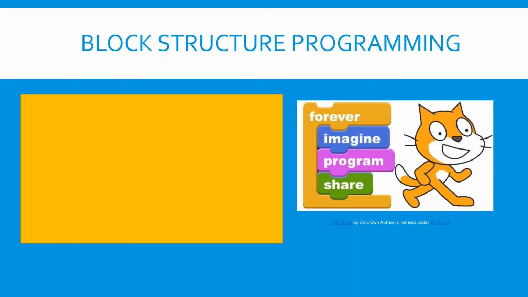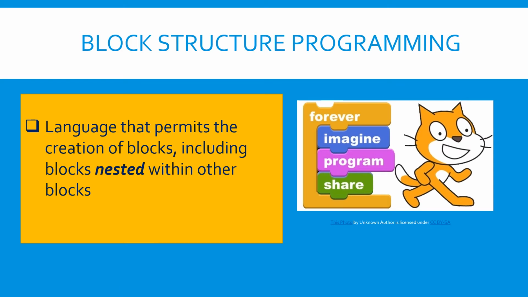Block structure programming. Scratch is a block structure program, which largely means you're using a block language that will permit the creation of blocks, including nesting blocks within each block. You can group these blocks together. For example, if you look at the image to the right, you're going to see that you're using the forever block, and inside it are three different colored blocks, which means that these are grouped and also nested within another block.